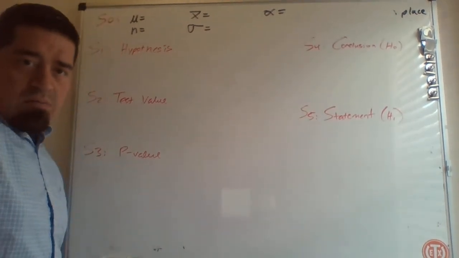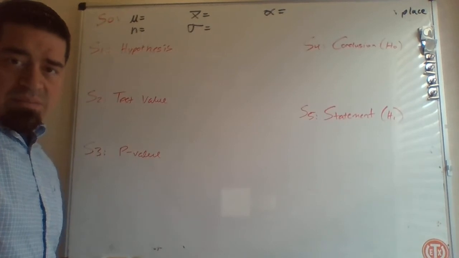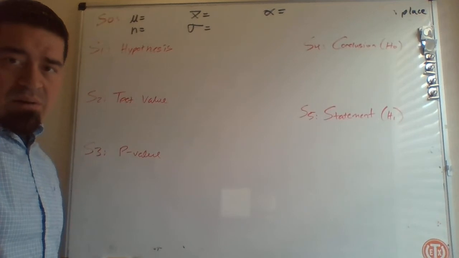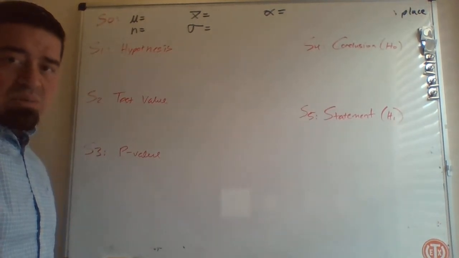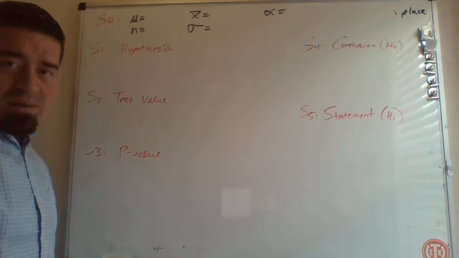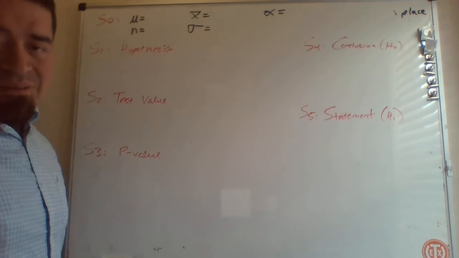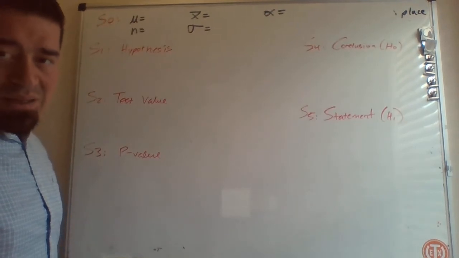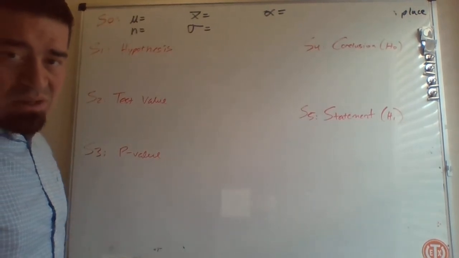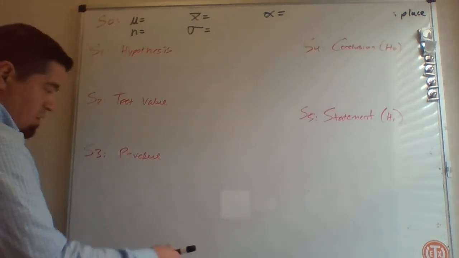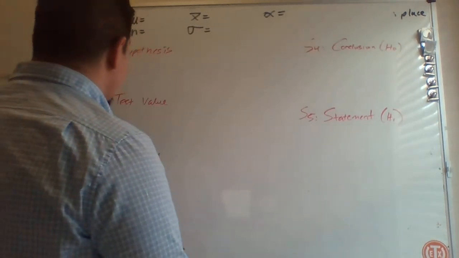Okay, so this one's about wind speed. A researcher claims that the average wind speed in a certain city is 8 miles per hour. A sample of 32 days has an average wind speed of 8.2 miles per hour. The standard deviation of the population is 0.6 miles per hour. At alpha equal to 0.05, is there enough evidence to reject the claim? Use the p-value method. Okay, so we're going to continue with the p-value method.